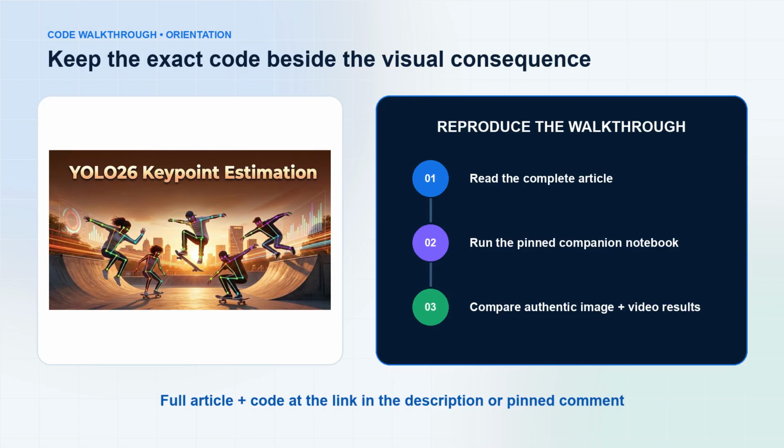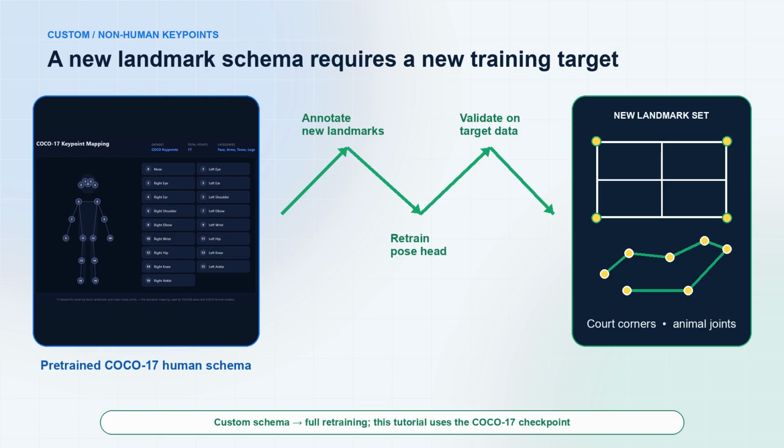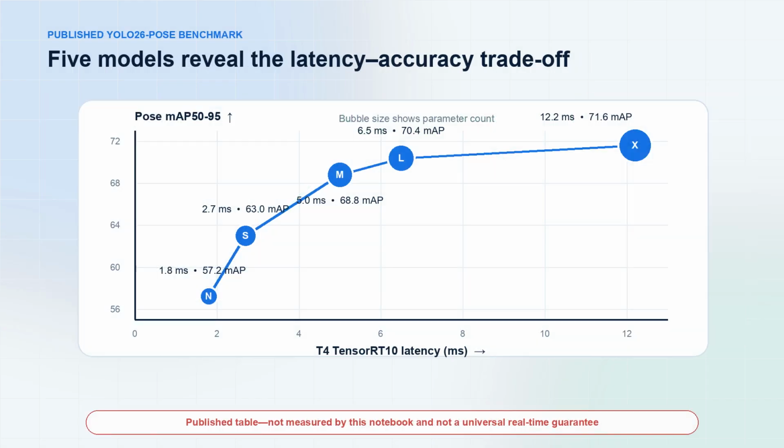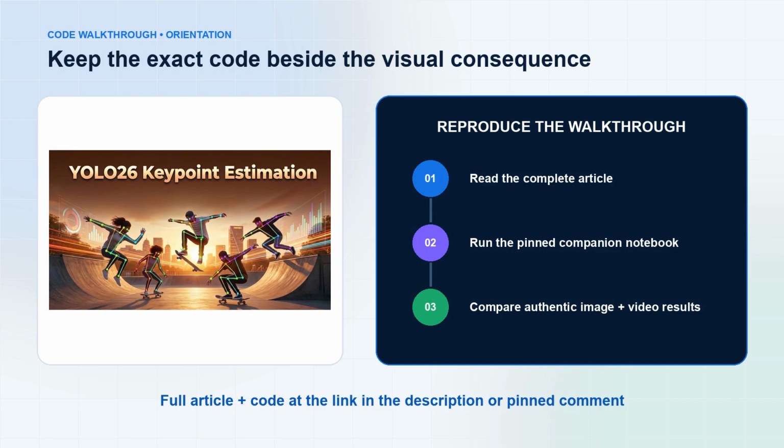Also, the checkpoint strictly uses the 17 keypoint COCO human schema. If you want a custom or non-human schema, you're looking at full retraining. And finally, never present the source-reported latency benchmarks as a measurement from this specific notebook or as some universal real-time guarantee. The source is also very transparent about the observed limits of this single-stage architecture.